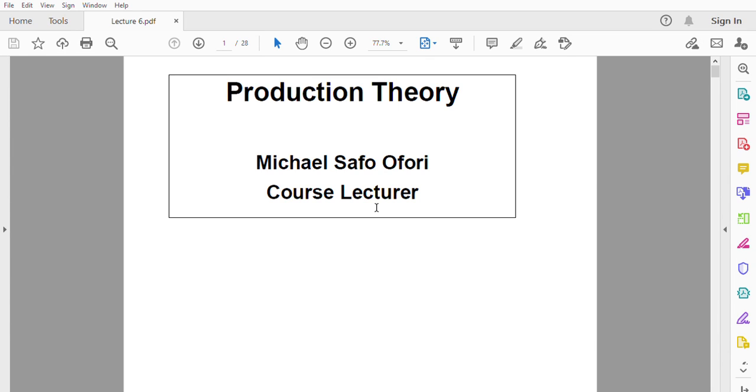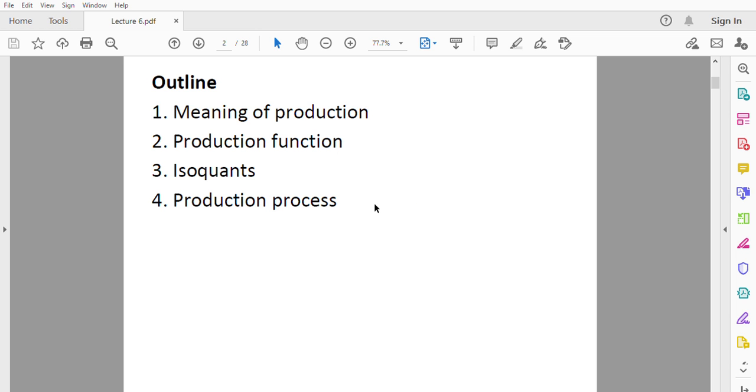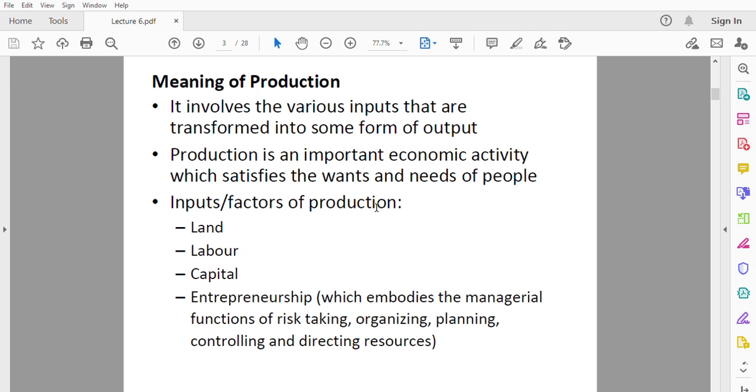Today we want to talk about the production theory. So this will be our outline. We'll look at the meaning of production, then we'll look at the production function, and we'll talk about isoquants, and then we will talk about the production process.